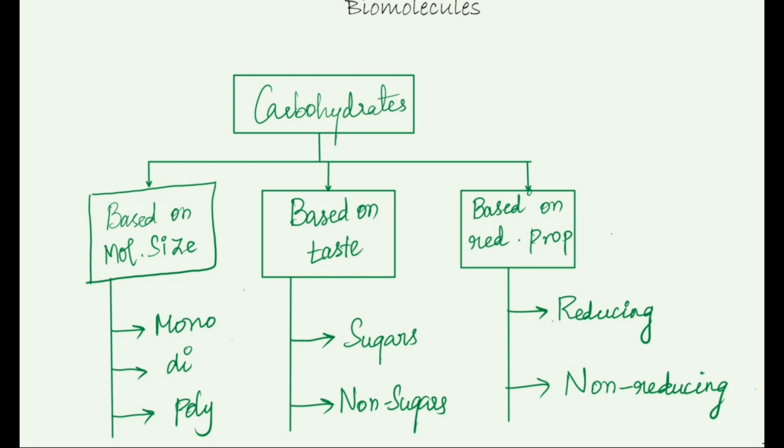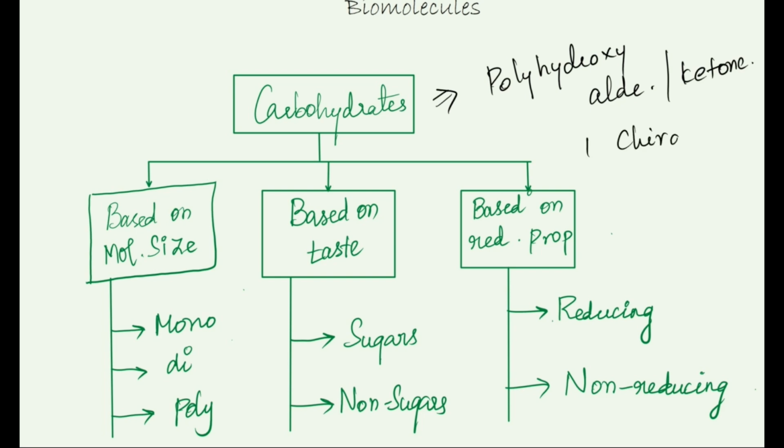Carbohydrates are defined as polyhydroxyaldehydes or ketones, or substances that generally give these on hydrolysis. So basically, either this can be polyhydroxyaldehydes or ketones, or upon hydrolysis this will give aldehydes and ketones. And also it contains at least one chiral carbon. What is chiral carbon? The carbon which is attached with 4 different groups. Hence, it becomes optically active.